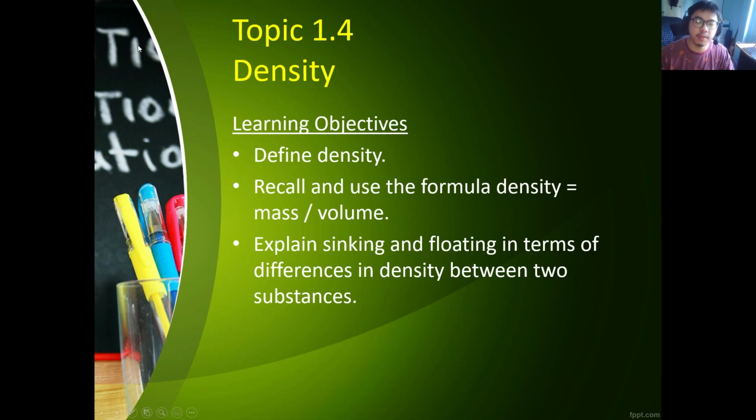So that's the end of this chapter. In the next chapter, we're going to look at forces and Newton's law.